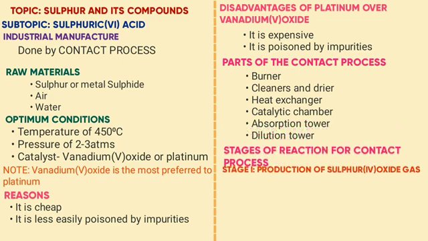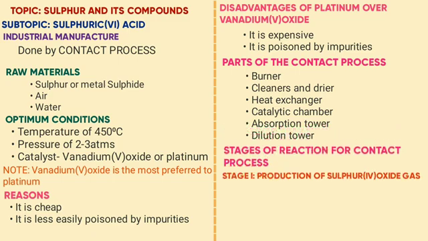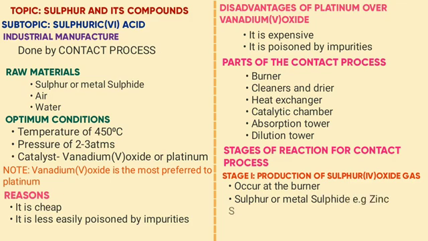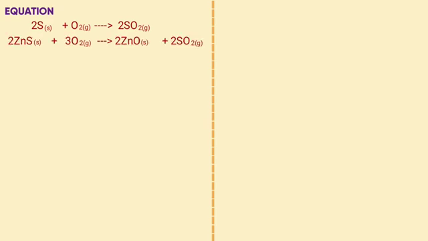Stage 1 is production of sulfur (IV) oxide, which occurs at the burner. Here, sulfur or metal sulfide, e.g. zinc sulfide, is burned in air to produce sulfur (IV) oxide. The equation, when you are using sulfur, is sulfur plus oxygen, arrow, sulfur (IV) oxide. When you are using a metal sulfide, e.g. zinc sulfide, it becomes zinc sulfide plus oxygen, arrow, zinc oxide plus sulfur (IV) oxide.